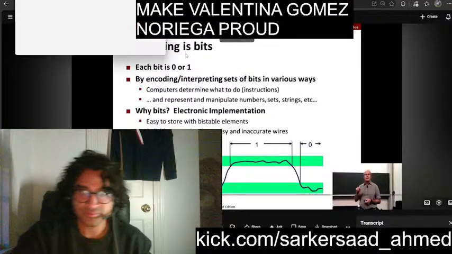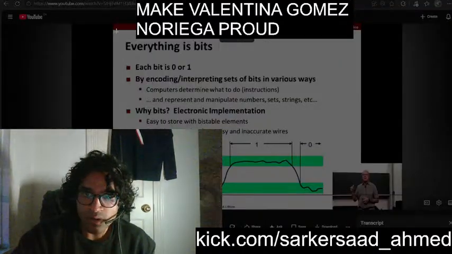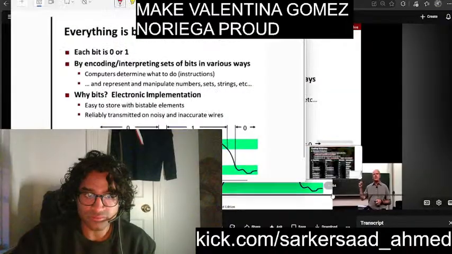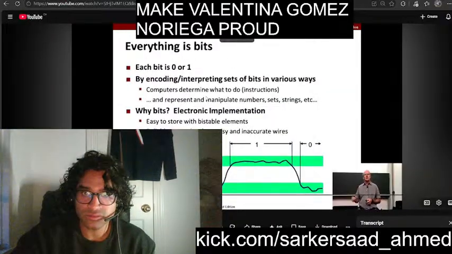As long as that doesn't exceed these thresholds you've set up, then you'll get a nice clean signal out.